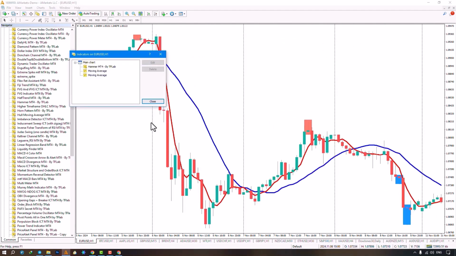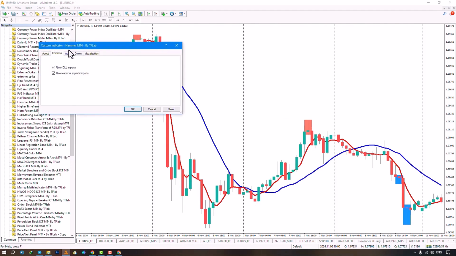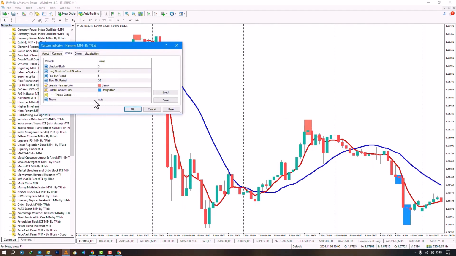In the settings section, in the input section, our options and factors are located. In the first part, you can adjust the shadow to body ratio, which is set to 3 by default, meaning the shadow should be 3 times the body. So here, the shadow is indeed 3 times the body, so our first factor is valid. In this candle and in this candle as well, these conditions are met.